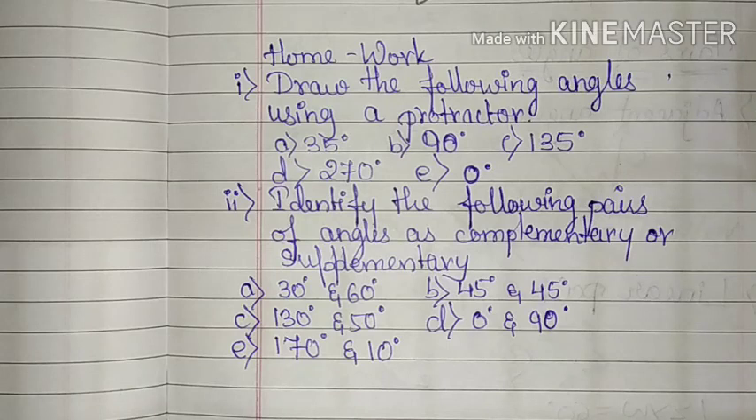The first pair is 30 degrees and 60 degrees. The second pair is 45 degrees and 45 degrees. The third pair is 130 degrees and 50 degrees. The fourth pair is 0 degrees and 90 degrees. And the fifth pair is 170 degrees and 10 degrees.